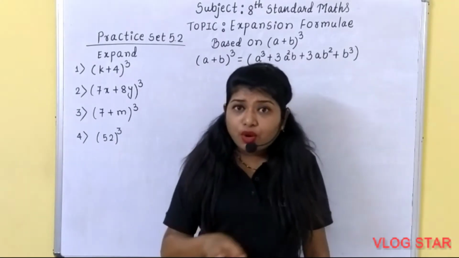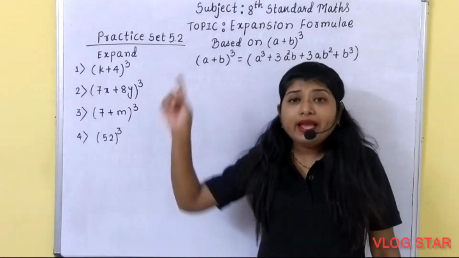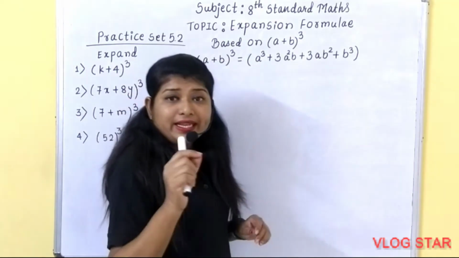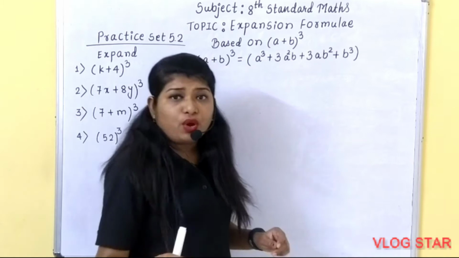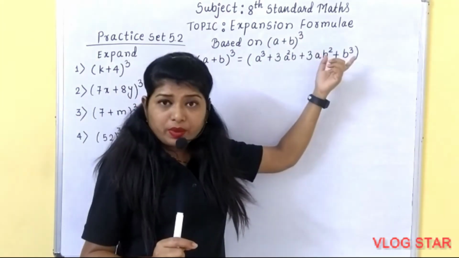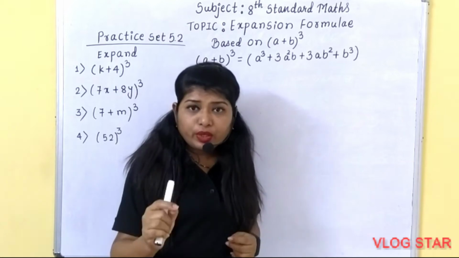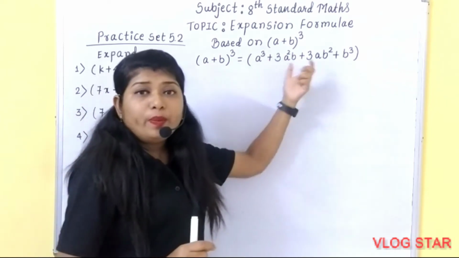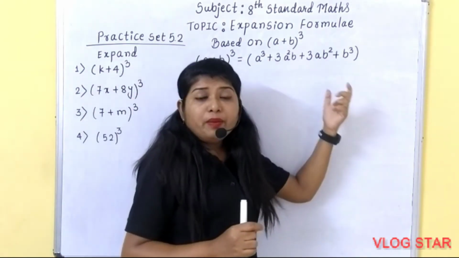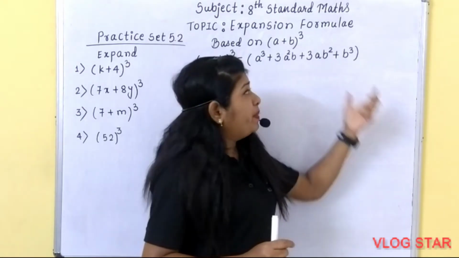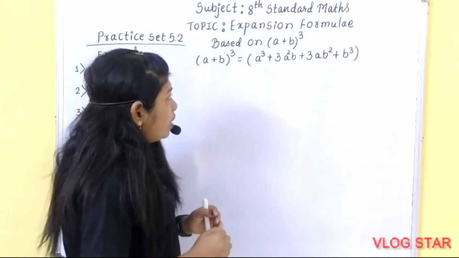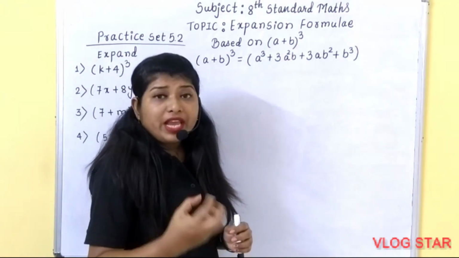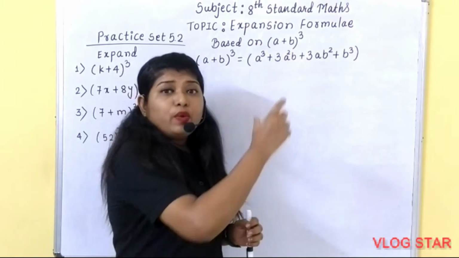To solve this problem, you should know the (a plus b) whole cube formula. The entire practice set 5.2 is based on (a plus b) whole cube. So what is (a plus b) whole cube? It is equal to, the standard result, a cube plus 3a square b plus 3ab square plus b cube. Initially, we'll do the derivation part. We have to prove LHS is equal to RHS.